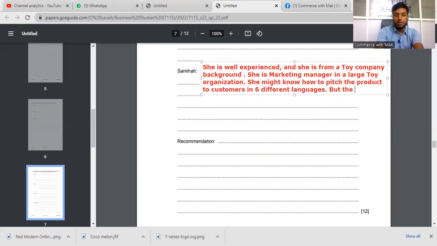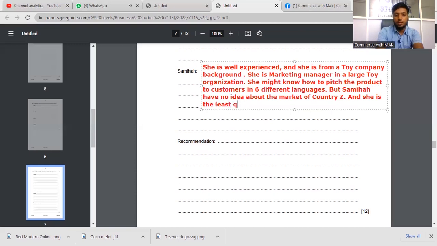But Samiha is not having... Samiha has no idea about the market of countries Y and Z, and she is the least qualified when comparing educational status with others. So these are the things we can write about Samiha.